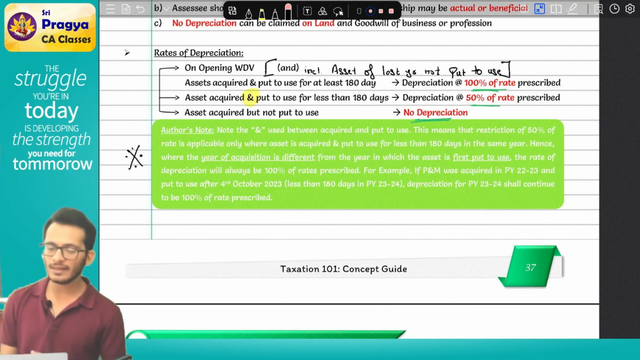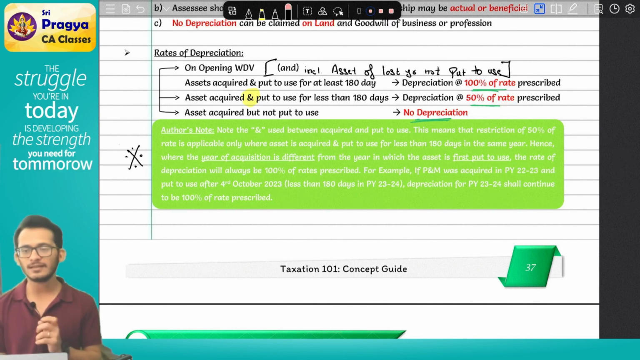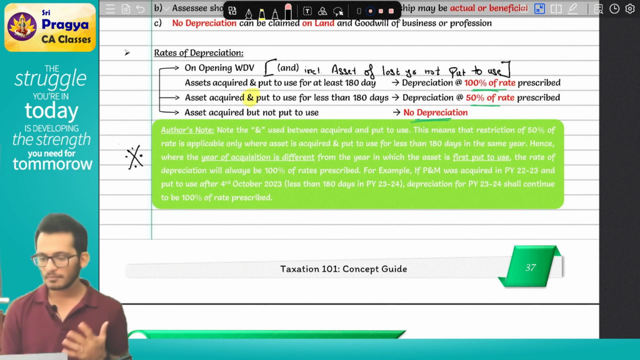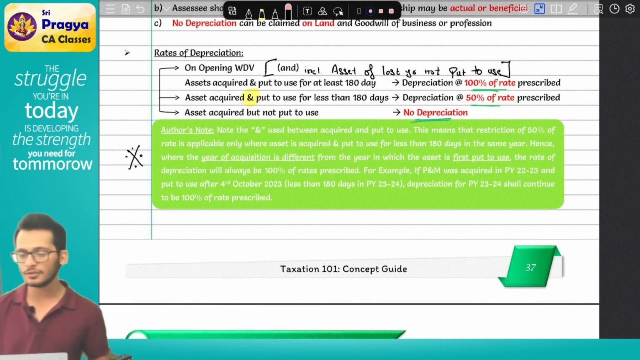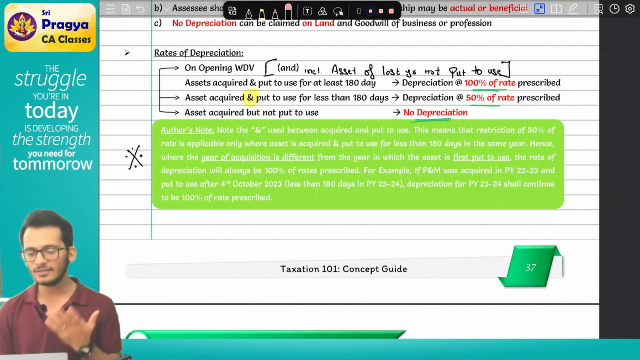Yes. So the moment the asset came to my opening WDV, do you expect the assessing officer to keep track tomorrow of what assets were not put to use? No. The assessing officer will say, it is not humanly possible for me to keep track of assets which you did not put to use last year. So whatever assets were there in the block, I will continue to allow full depreciation.